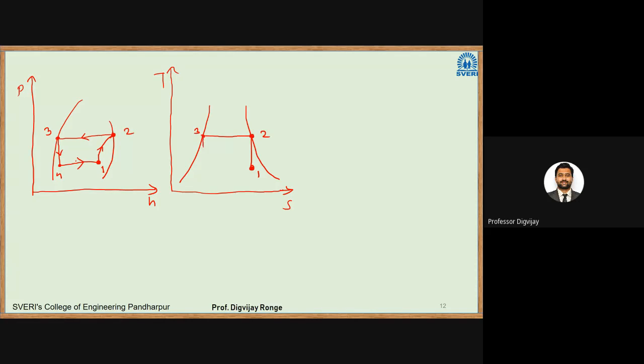Then this is the expansion process. Then the cycle completes. So this will again be evaporation, compression, condensation, and isenthalpic expansion. So this way I have drawn the diagram.